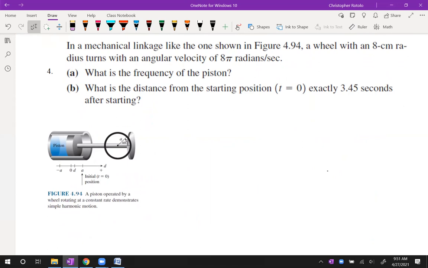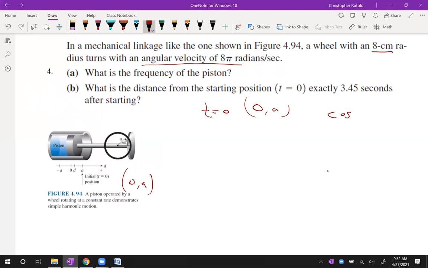We have an 8 centimeter radius. We have an angular velocity. What's the frequency? Okay, so we have a lot of different things going on here. What was the distance from the starting position when time equals 0, exactly 3.45 seconds after starting? Okay, so a couple things we want to look at is initial position. When time is 0, we're at A. Now, I wasn't able to write 0, 0, so I know it's going to deal with cosine. So time equals 0, we got 0, A. That means we're going to talk about cosine.